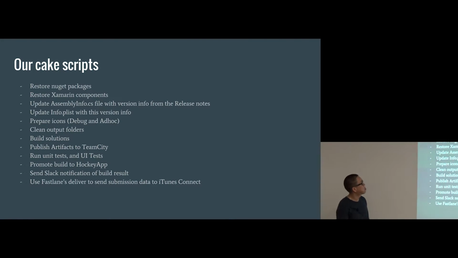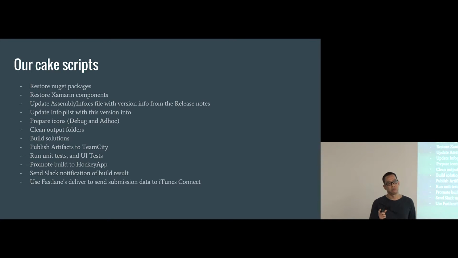I prepare icons. I've got two versions of the app, one debug, one ad hoc. Mainly the ad hoc is the one with the colored icon, and the debug one I made a little bit gray. I could have installed it as one app, but I wanted to install them side by side. So for example, debug is connected to my test REST API, and the release or ad hoc one is connected to some other endpoint.